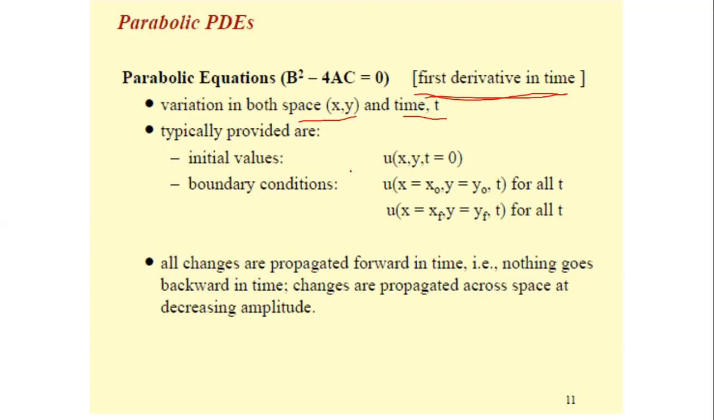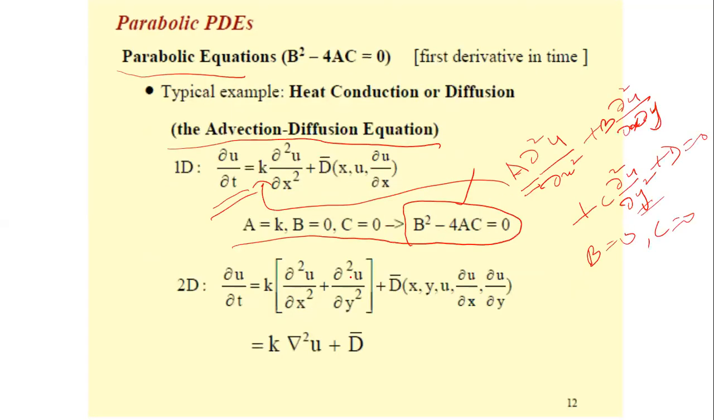So typically in parabolic equations, the initial values of the function are given at t equal to 0. And we can also have boundary conditions: x equal to x naught boundary, y equal to y naught boundary, x equal to xf, y equal to yf boundary for all t. So all changes are propagated forward in time, that is, nothing goes backward in time. So this is one example of parabolic equations.